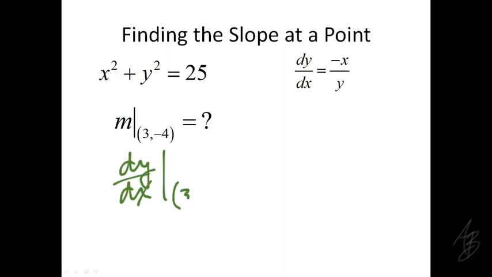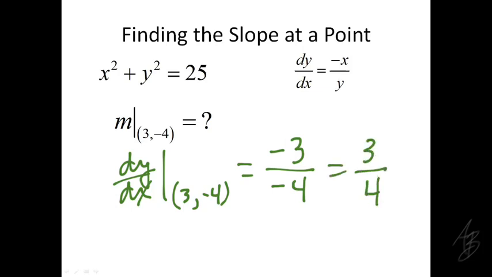So what we're going to do is evaluate the derivative dy/dx at that point (3, -4), and that will be the opposite of our x value, so negative 3 over the y value, negative 4. And that tells us the slope of that circle at the point (3, -4) is going to be positive 3/4.